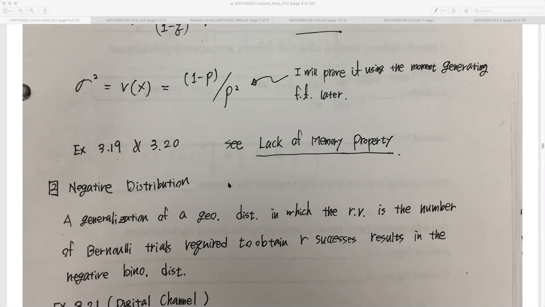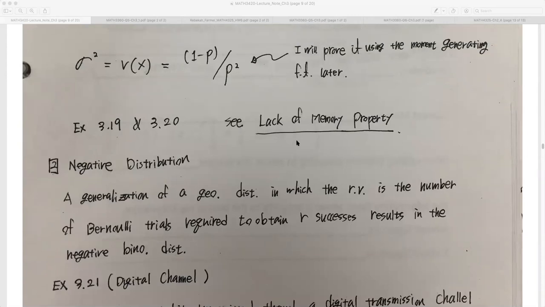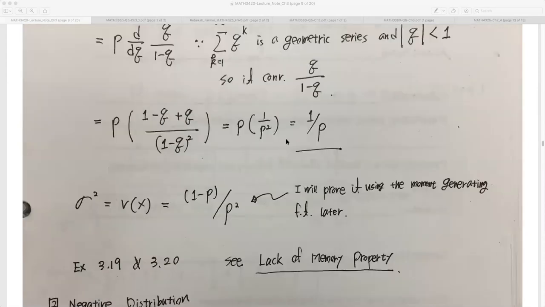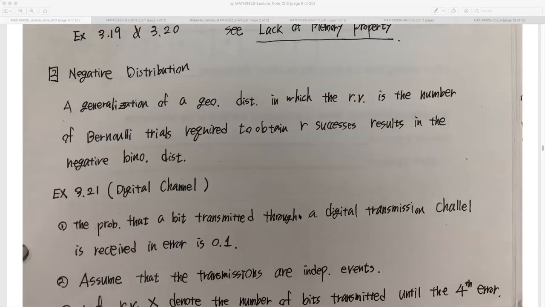Now see, 3.19 is about finding the expected value and the variance of the geometric distribution. Simply apply the formula 1 over p and then 1 minus p over p squared. And then the negative binomial distribution. Is it actually a negative binomial distribution, or a typo? It should be binomial right there.